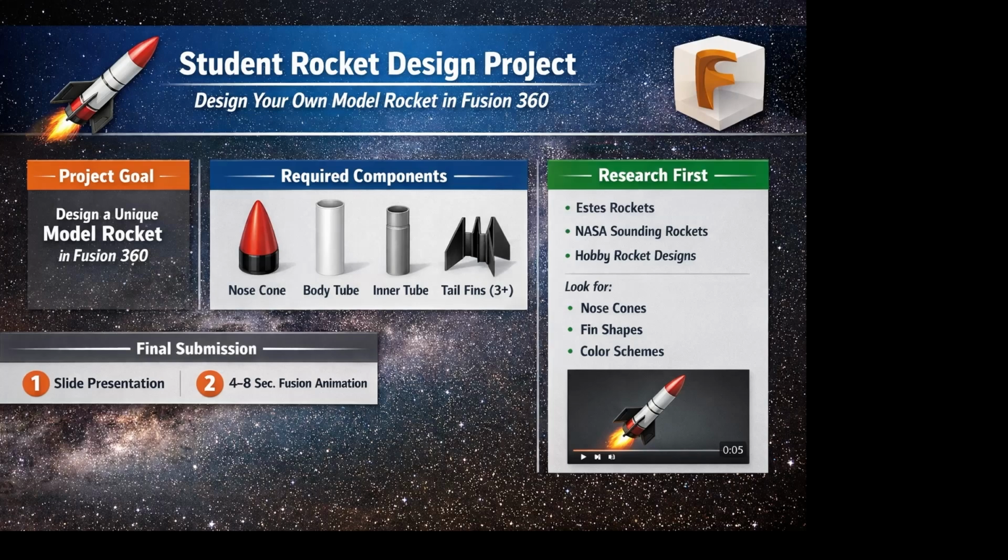Before you start modeling, you need to do some research on real rocket designs so you can get ideas for those shapes, proportions, fins, color schemes, etc., etc. Then you're going to build your own original version. Make it look realistic, use proper materials, colors, and make design choices that feel intentional.